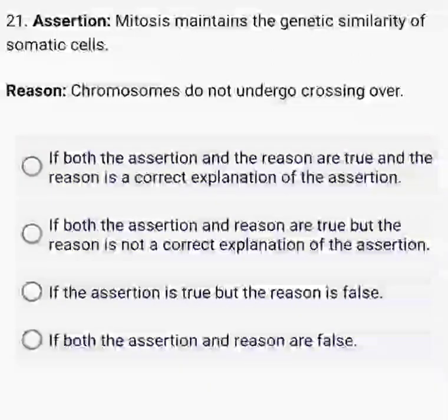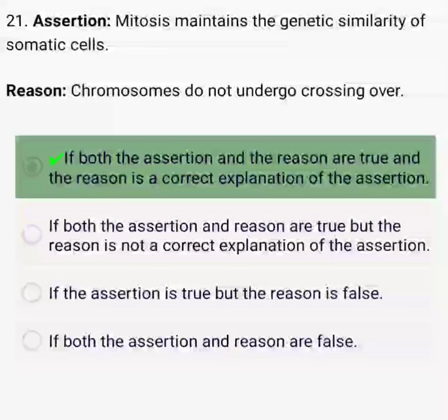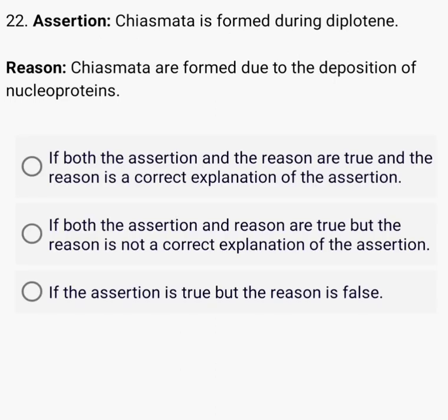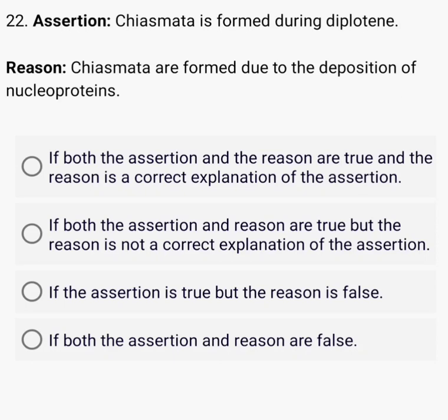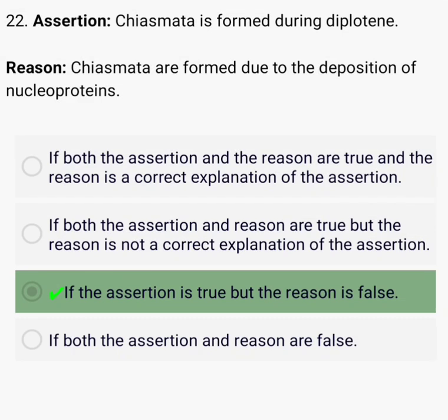A. If both the assertion and the reason are true. Right. Assertion: chiasmata is formed during diplotene. Reason: chiasmata are formed due to the deposition of nucleoproteins. A. If both the assertion and the reason are true. Right.